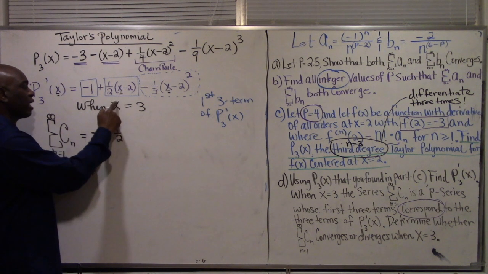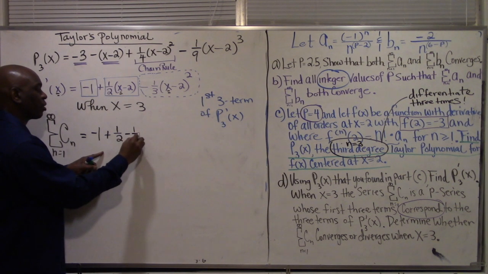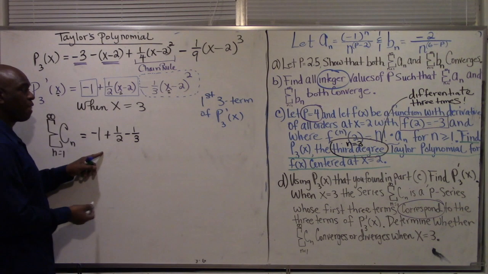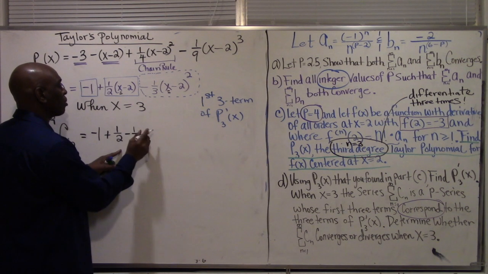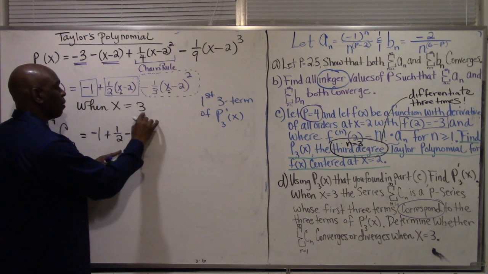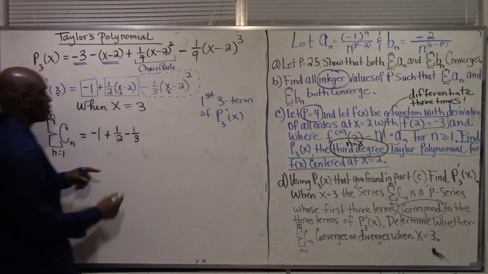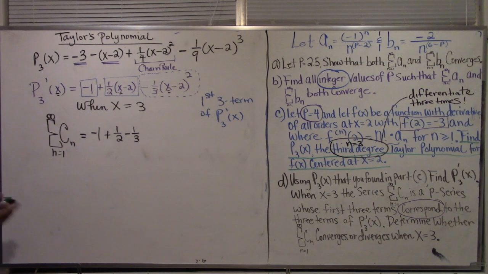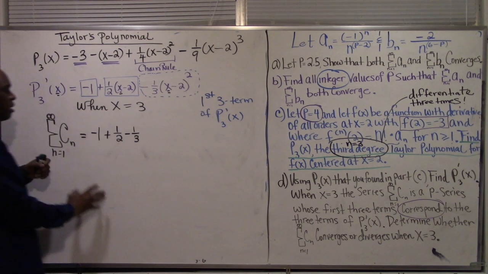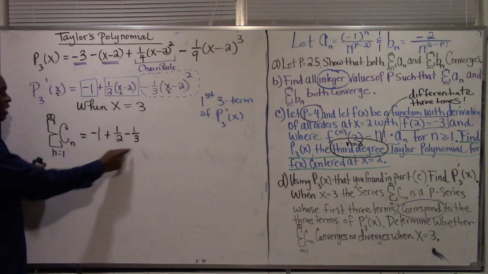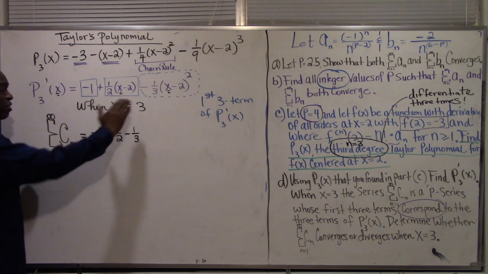Now you take this 3 and plug it in for x. What are we going to get? 1/2 of 1, or just a half, minus 1/3, take the 3 and plug it in for x. 3 in for x, 3 minus 2 is 1, and 1 squared is 1. So the first 3 terms in the polynomial that's differentiated correspond to the first 3 terms in this series right here, Cn. So that's the correspondence.